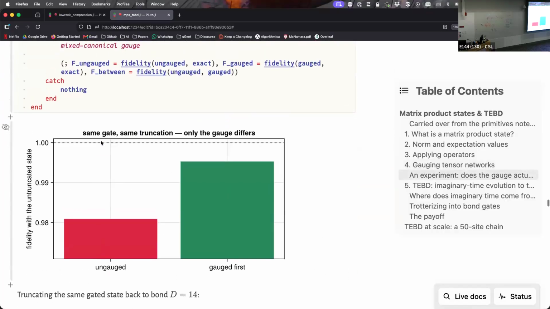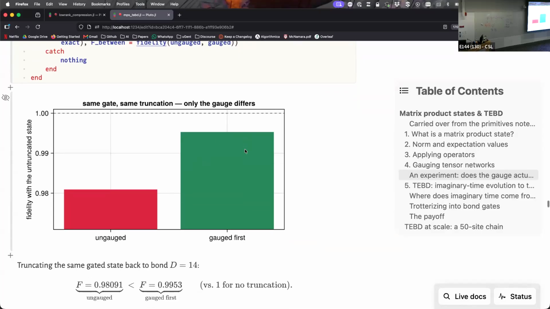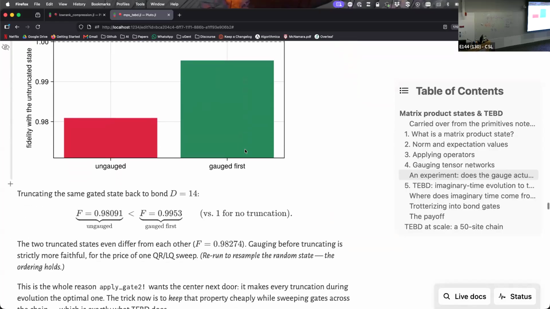There we go. So if my state is at least a little bit bigger than 4 sites, you can see that if I gauge first and apply and then compare with the exact, I get a fidelity which is significantly higher than if I don't gauge first. And this is precisely the fact that we're truncating in an orthogonal basis instead of a non-orthogonal basis. This idea at least makes sense to everyone? Okay, I'm getting only a small amount of confused faces, so we'll just go from there.